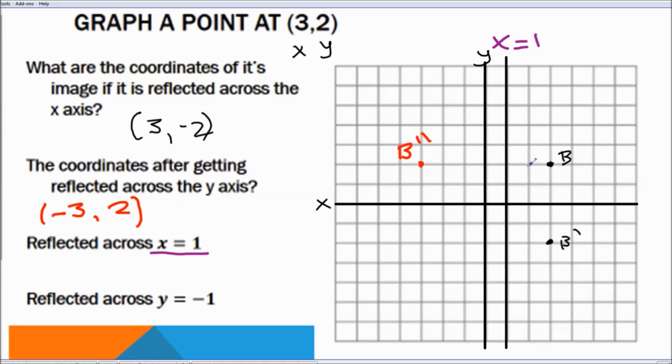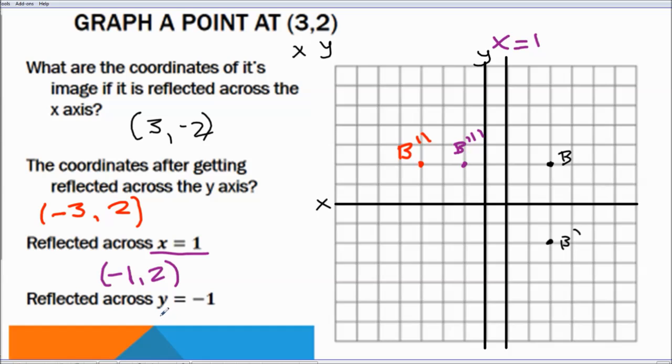So here we go. I'm going to count how far I am away from there. 1, 2, which means I'm going to go 1, 2 on the other side of it. And now I have B triple prime. Woohoo! Okay, we need coordinates of that. So now that we need coordinates, we're going to look back at the y-axis. To get from the origin to our point, we go left 1, up 2. So -1, 2. And then finally, we need to do this one.